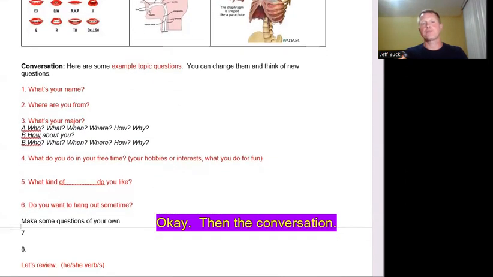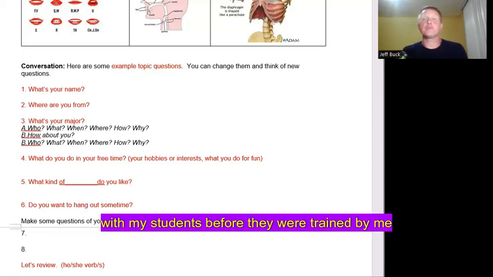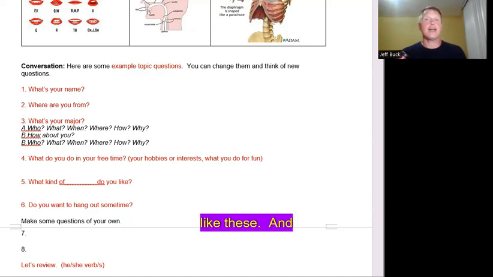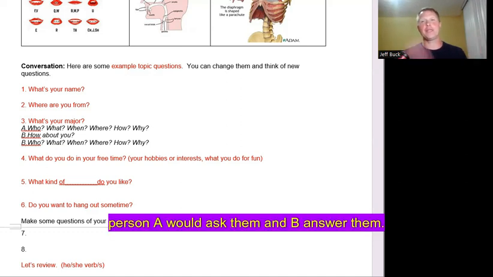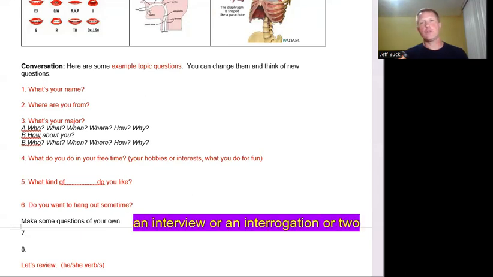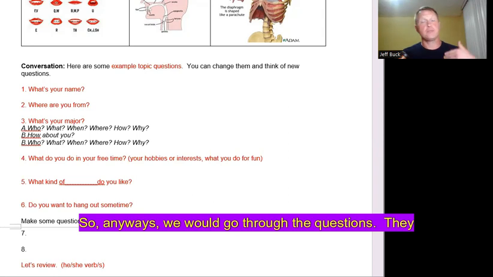And the conversation. So what normally happened in teaching in Korea with my students before they were trained by me is they would be given a list of questions like these, and person A would ask them and B would answer them, and then they'd switch, and then they'd stop and say, "Teacher, finish." Okay, that's not a real conversation. That's an interview or an interrogation or two robots talking. So anyways, we would go through the questions.